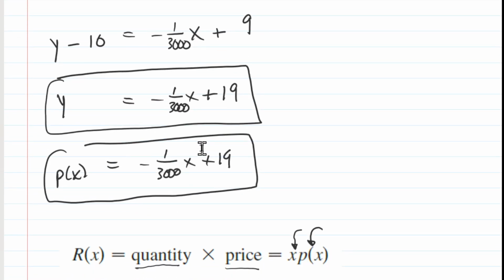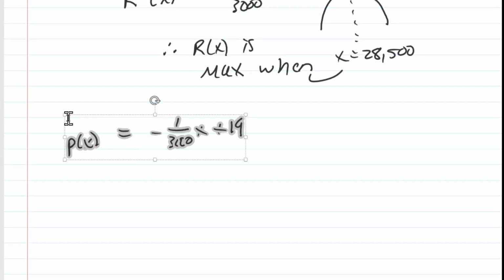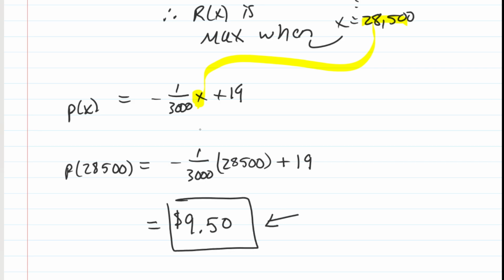We just go back to our demand function. Remember, the demand function is the price as a function of ticket sales. So we're going to copy and paste our little demand function. We'll bring it down here. And then what we're going to do is plug the 28,500 in for x. And then when we simplify that, you can punch that into a calculator. You will see that the ticket price turns out to be 9.5 or $9.50. This is the final answer to the question. That is the ticket price that would maximize the revenue.